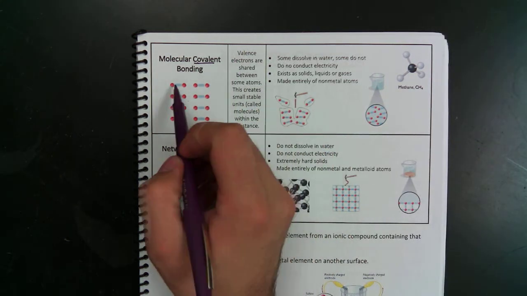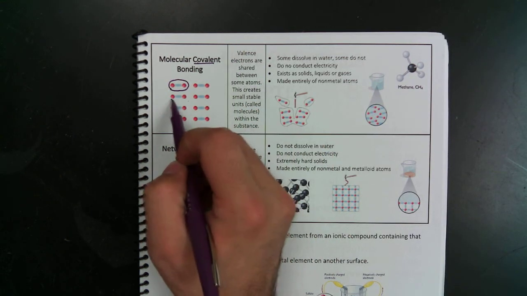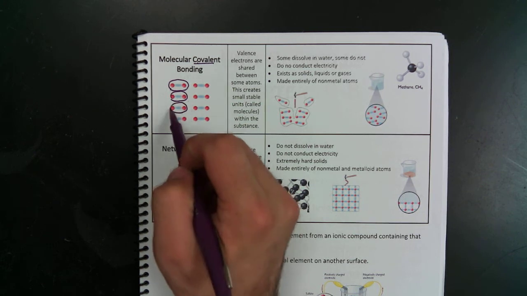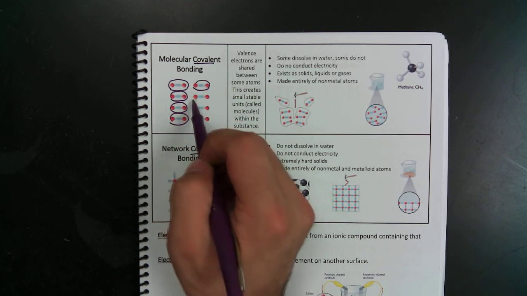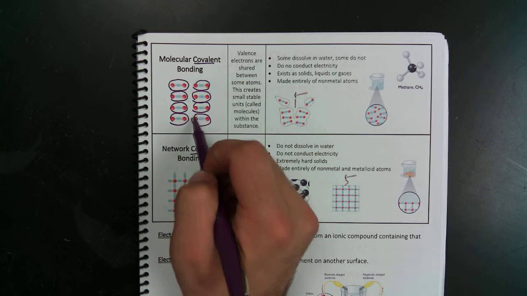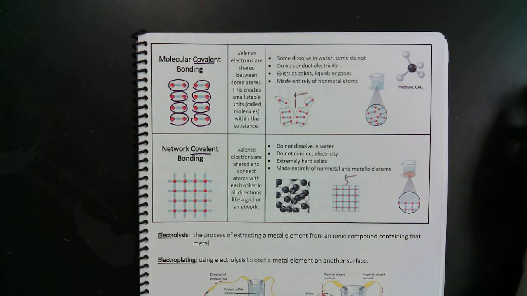Now, in molecular covalent bonding, they're sharing in groups. Sometimes it's 2 atoms, sometimes it's 3, 4, 5, but these individual groups or units are what we call molecules, and then each of those molecules are attracted to each other and hold the substance together.